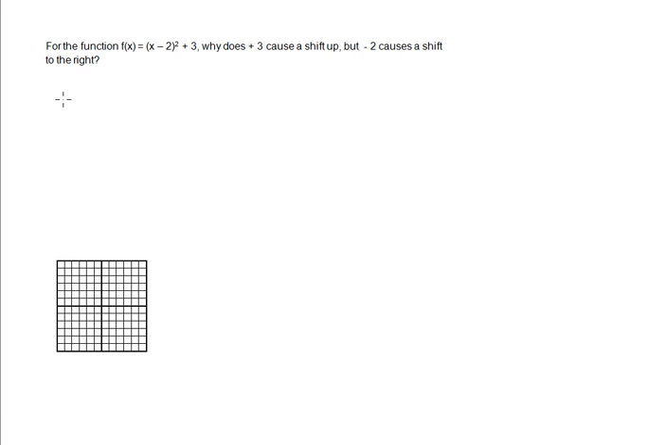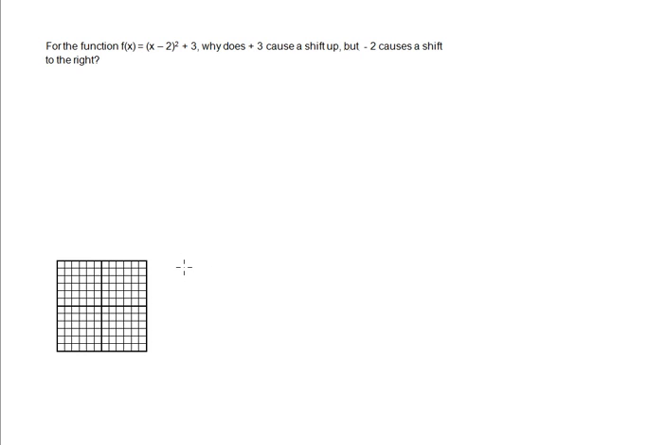One question that sometimes comes up in the transformation of curves is why a positive 3 on the outside of the parentheses causes the graph to shift up, but a negative 2 on the inside of the parentheses causes a shift to the right, because often people associate a negative in the x direction with shifting to the left. So to answer this question, I first want to go to what I call the basic graph.